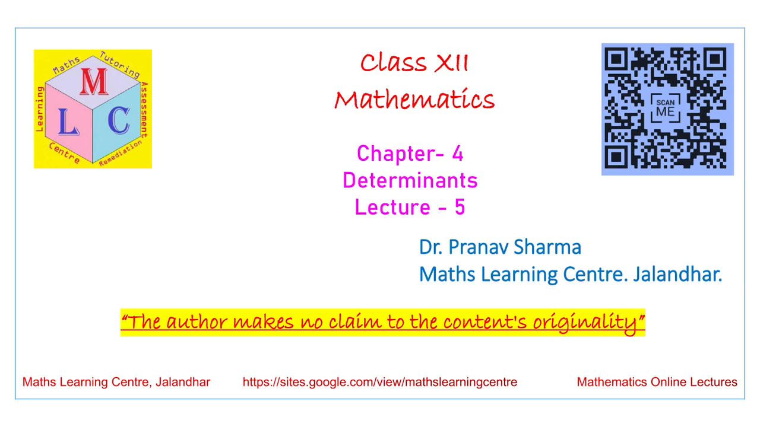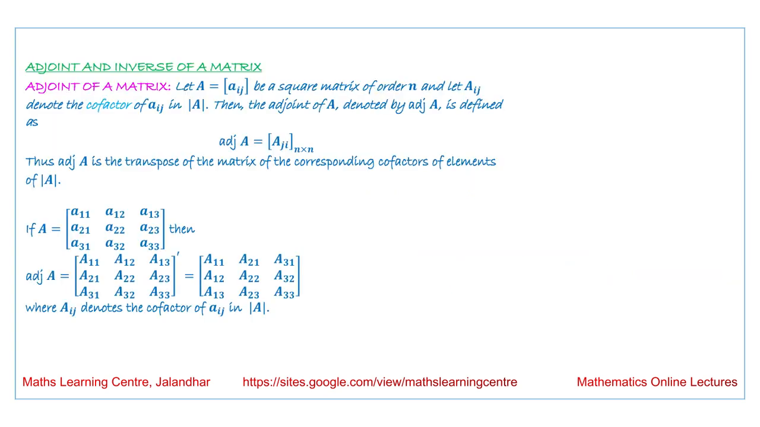We are going to start now lecture 5 of chapter 4, class 12th mathematics, determinants. In this lecture we will study about the inverse of a matrix using the determinants. So first of all we define the adjoint of a matrix.